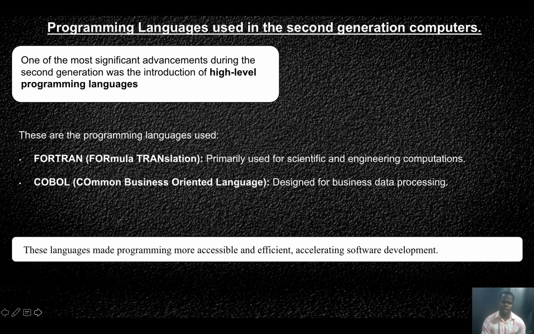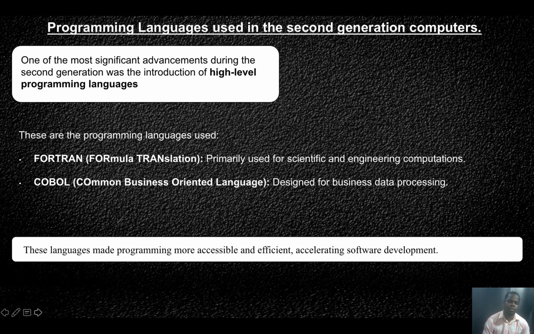And what are some of the programming languages used? We have the first one, which is Fortran, and then we have COBOL. Fortran means formula translation. That was the one the scientists were using for their scientific and engineering computations. That is why we call it a programming language. It is designed to help the computer do one particular thing.